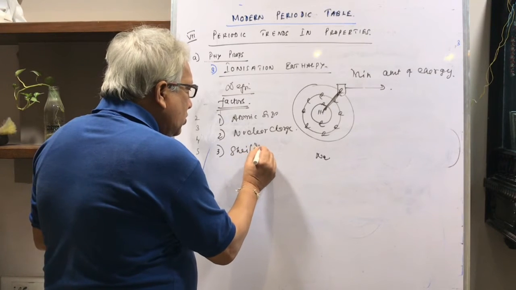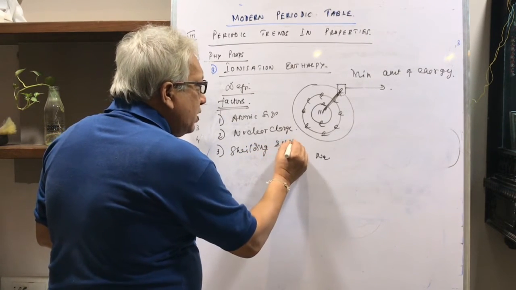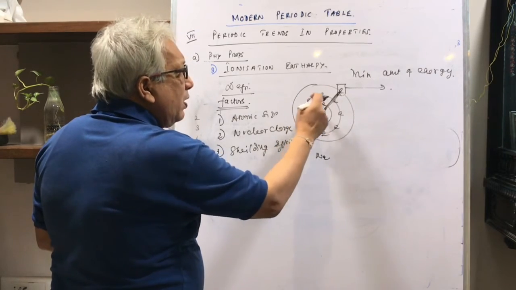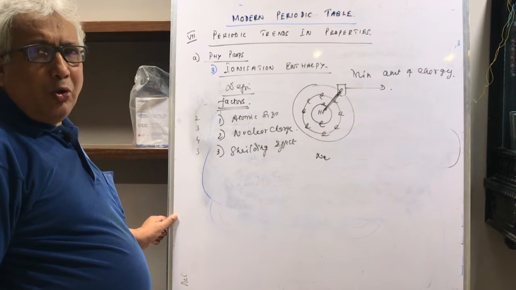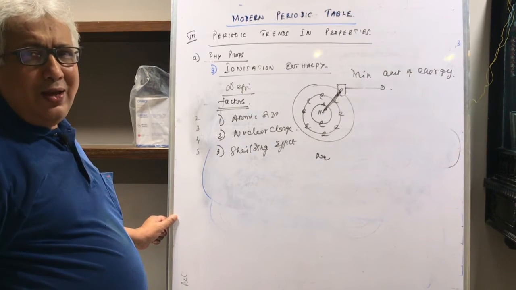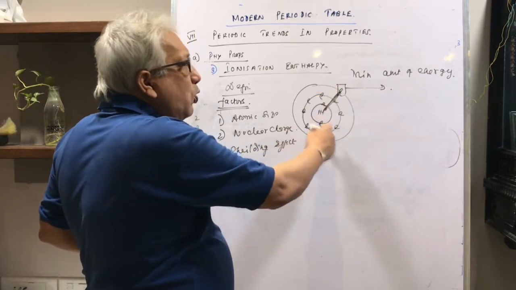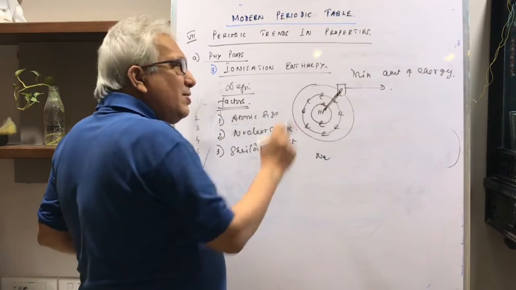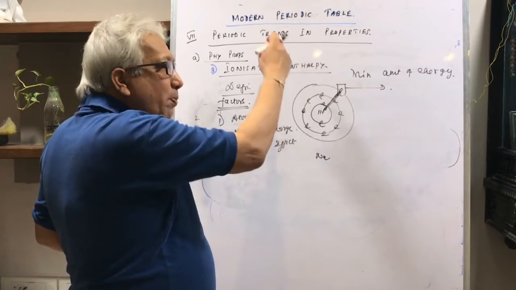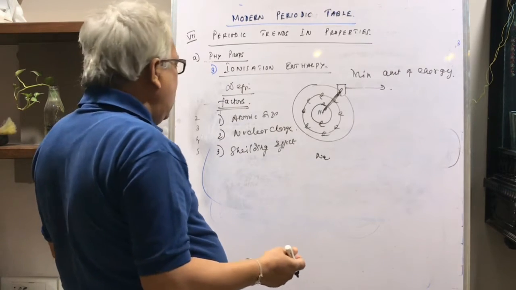Shielding effect, I'll just tell you in very simple manner. What happens is, more the shielding effect, lesser will be the effective nuclear charge on the outermost electron and lesser will be the energy required. That means if there is a lot of electron cloud inside, then the shielding will be more, and in that case the attraction enjoyed by the outer shell electron will be less and energy required to remove the electron will be less.